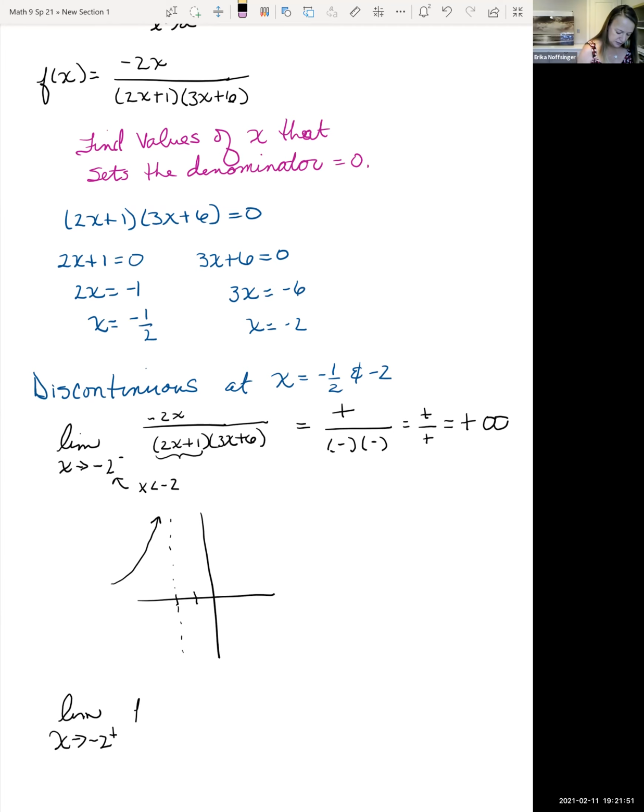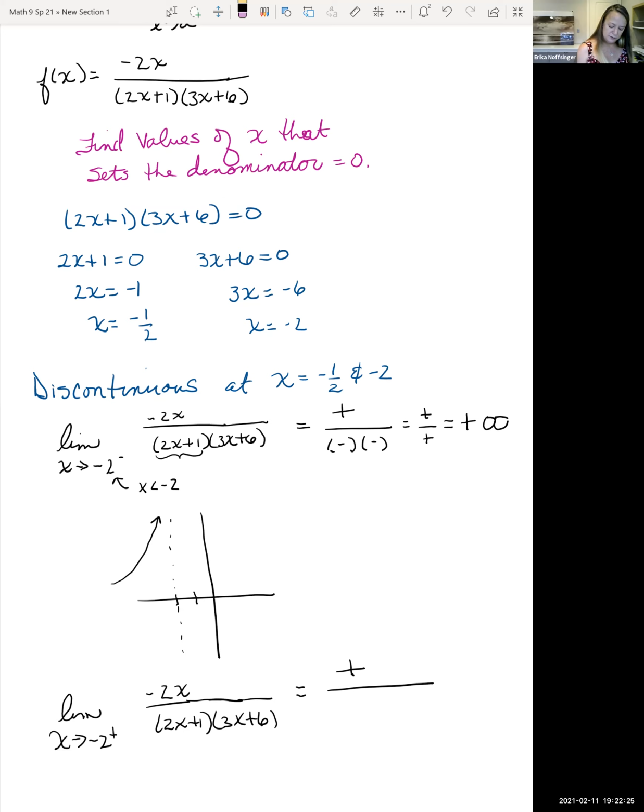Of this equation, so -2x all over 2x plus 1, all times 3x plus 6. And we kind of think about the reasoning behind it again. Well, if I'm putting a number to the right of -2, so like -1.9, -1.99, and I put it in here and I multiply that by -2, I notice my numerator still is positive.